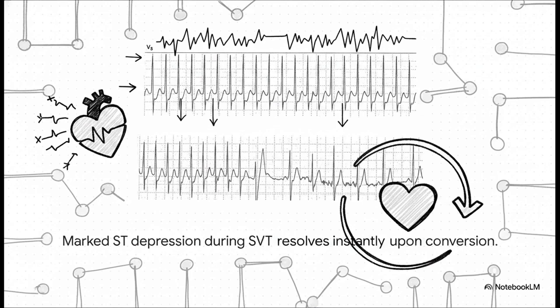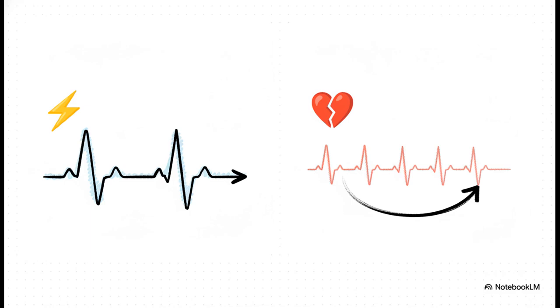Here we see another really common finding during SVT, marked horizontal ST depression, especially in the precordial leads. This can be alarming and is often mistaken for acute myocardial ischemia. But notice the bottom strip. Upon conversion to sinus rhythm, the ST depression resolves instantly. The crucial diagnostic point here is the timing of that resolution. Rate-related ST depression is a physiological electrical phenomenon that resolves the very next beat after conversion to a slower rhythm. In contrast, ST depression due to true myocardial ischemia, which is a sign of cellular injury, resolves gradually as myocardial perfusion is restored. As the source material says so well, myocardial ischemia cannot come and go from one beat to the next.